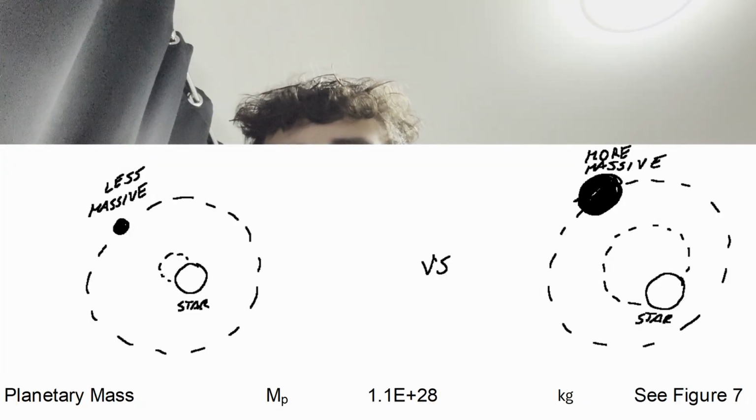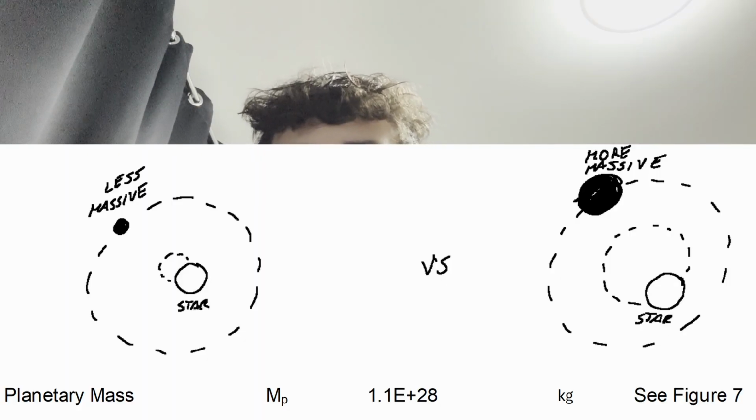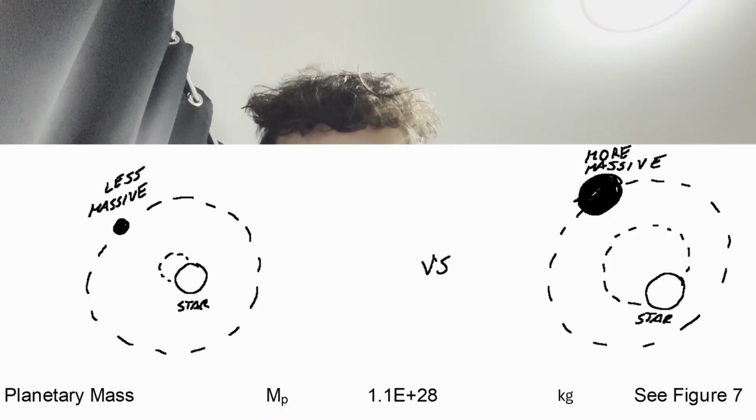We can also predict a planetary mass using this phenomenon, since a more massive planet will exert a stronger gravitational force on the star, leading to a higher radial velocity amplitude. Another way to determine this parameter is with Kepler's law of periods, which uses a planet's orbital period and semi-major axis, as well as the star's mass, to determine the planet's mass, which was 1.1 times 10^28 kilograms for K2-419ab.